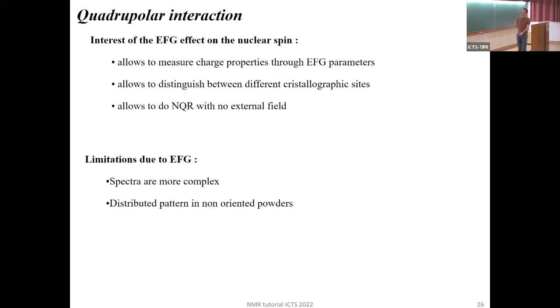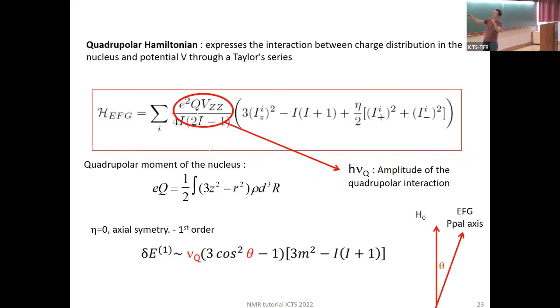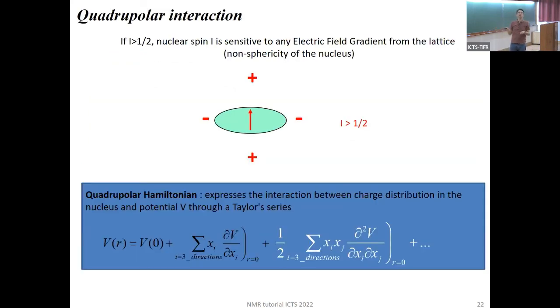So just to finish on quadrupolar interaction, in this case, what do we get? What you get is the splitting or broadening of a line, which is proportional to the modulation of your quadrupolar interaction, and the modulation of the quadrupolar interaction is the modulation of V, the electrostatic potential. It means that your electrostatic potential is changing from side to side, basically. And from the shape, you could say that it's like a cosine, and so it's like a charge density wave.